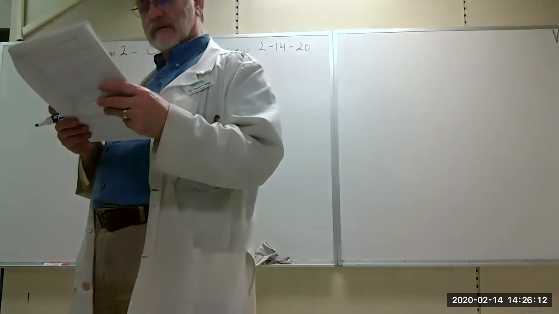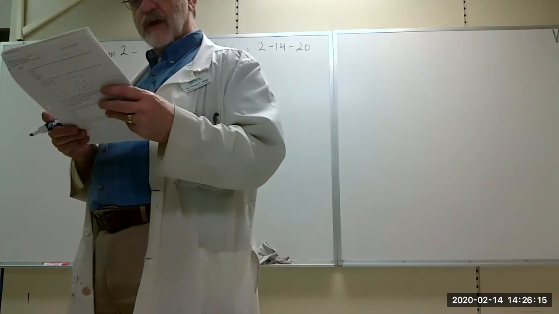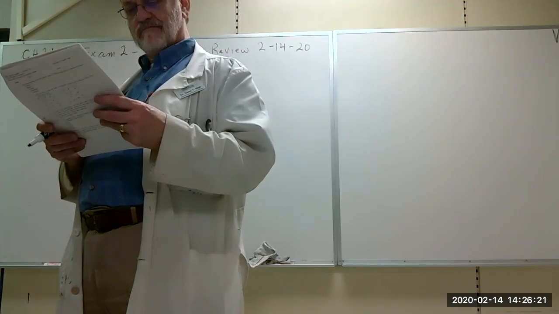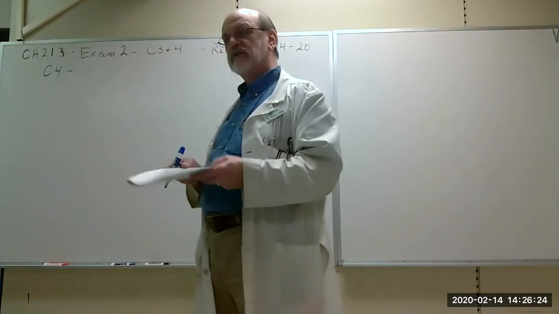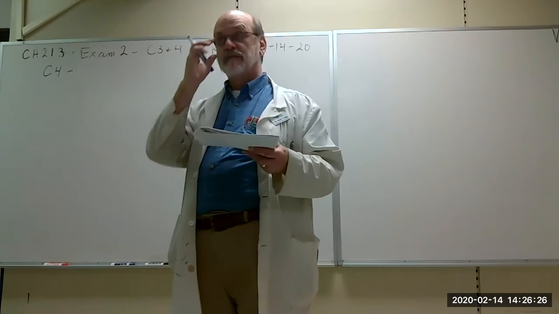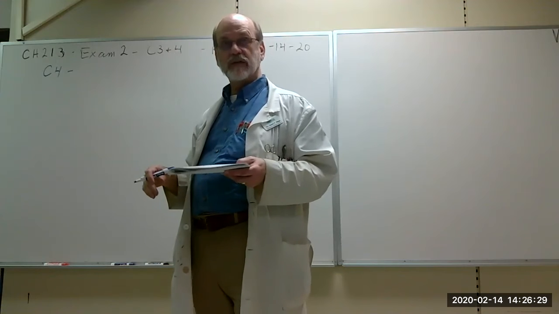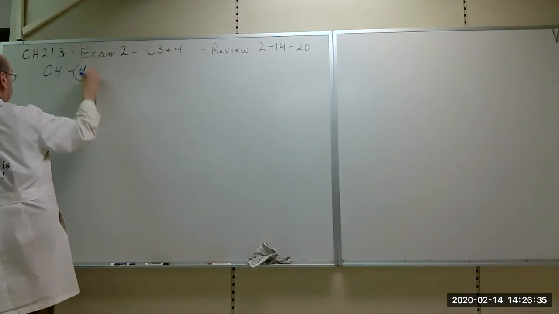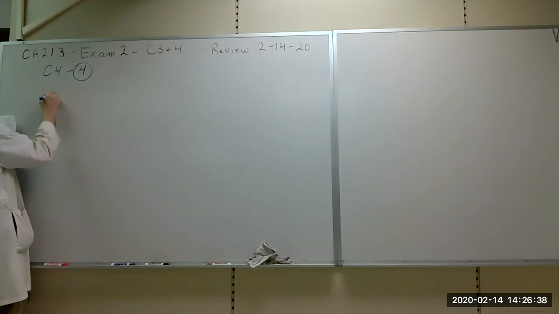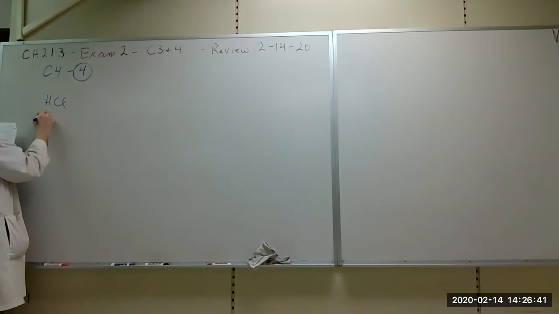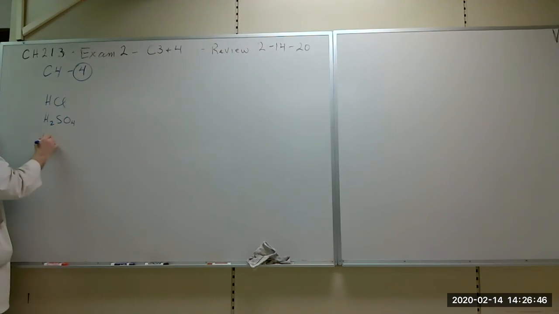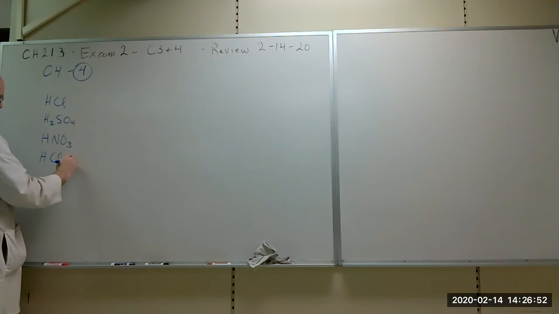What do you think of number 4? All the following are weak acids except. Do you remember the list of strong acids that we had? Let me give you the strong acids. I think this is number 4. The strong acids included things like this one, this one, this one, or this one.